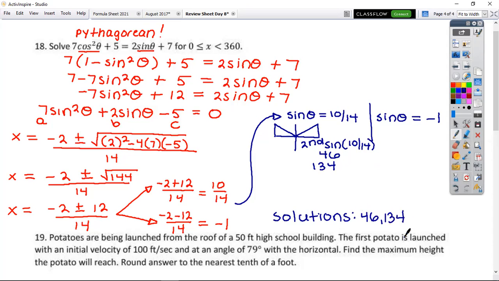Now you're going to hop over to the other side and finish this up. Sine of theta equals negative 1. Is this a triangle?